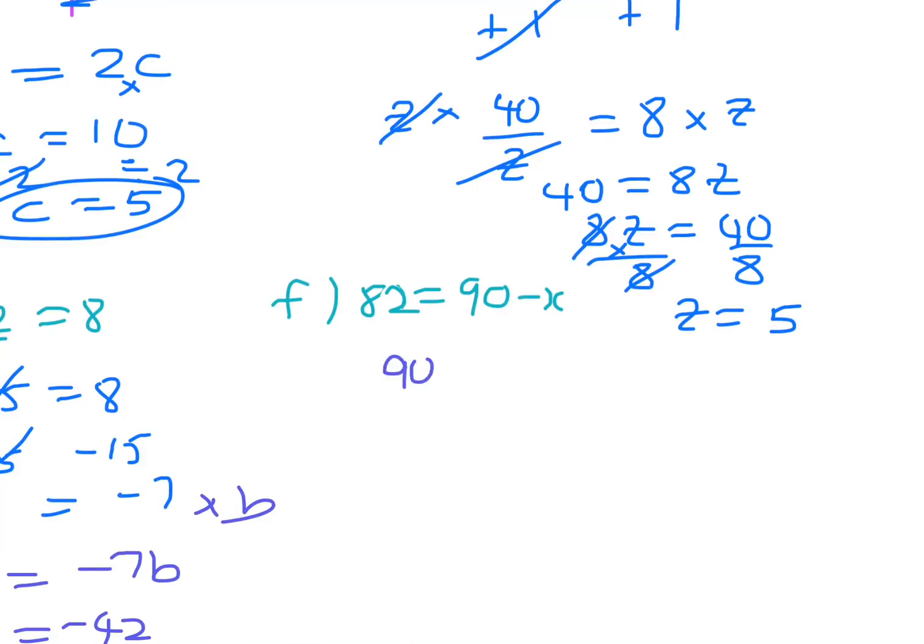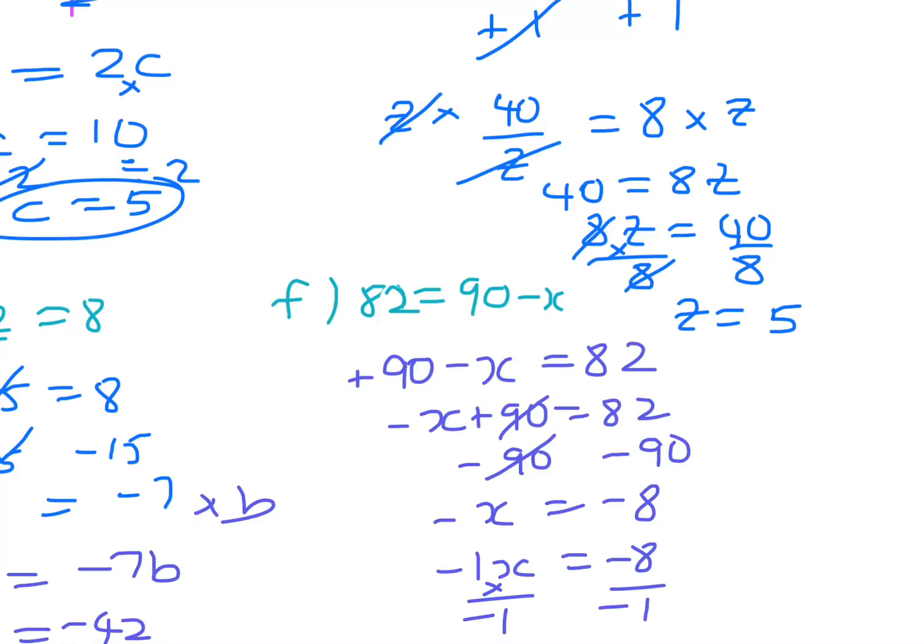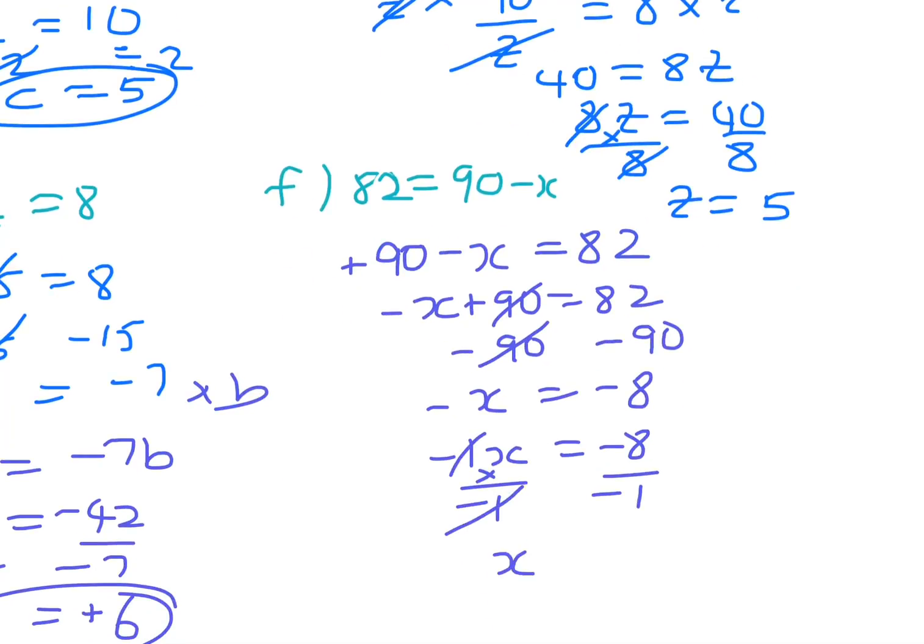Okay, and this one, it's the wrong way around. Minus x plus 90 equals 82. Minus 90, cancel. Minus x equals 82 minus 90, which is minus 8. Minus 1x is minus 8. Divide by minus 1, divide by minus 1. So x equals 8.